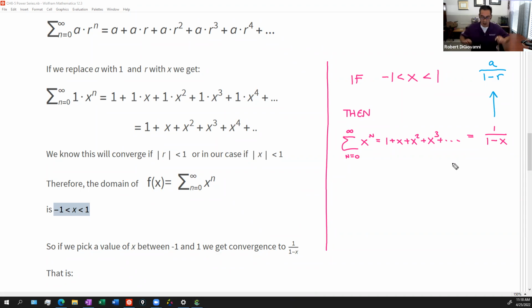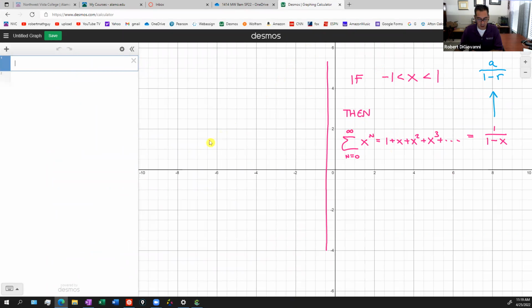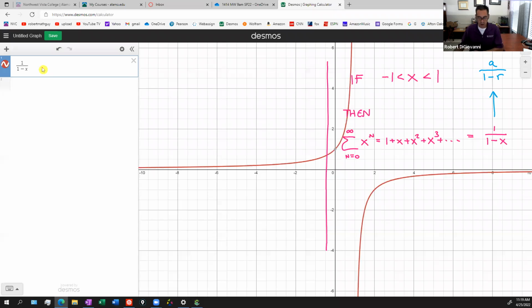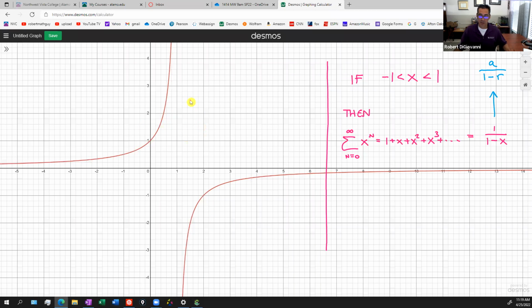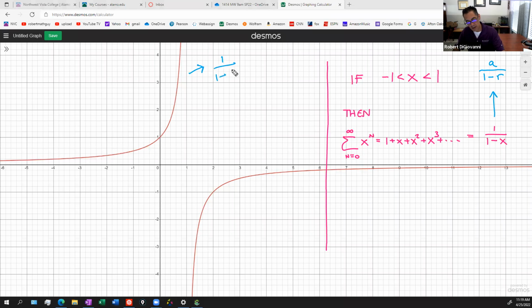Look, I can't overstate what this statement is saying to us, because this is where you really have to make the connection. So I'm going to go to Desmos. Let's see if I can get Desmos in here. I'm going to leave that up. 1 divided by 1 minus X. That is the graph of 1 over 1 minus X. All right, everyone?